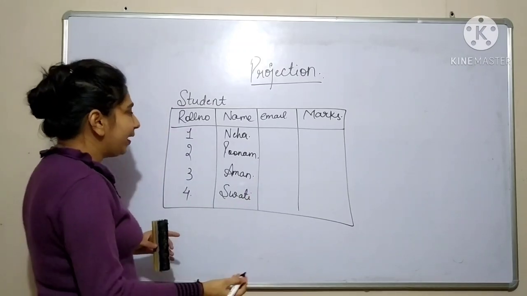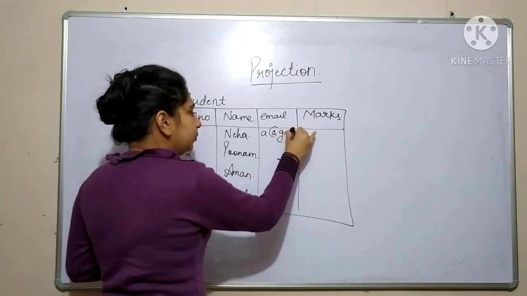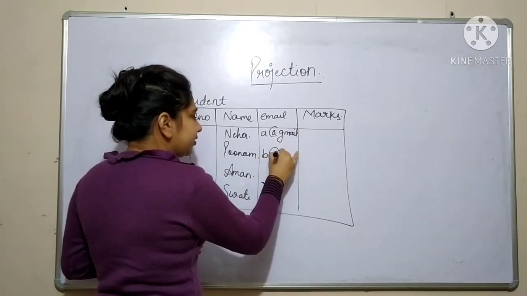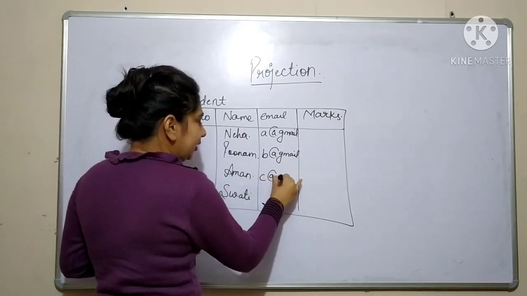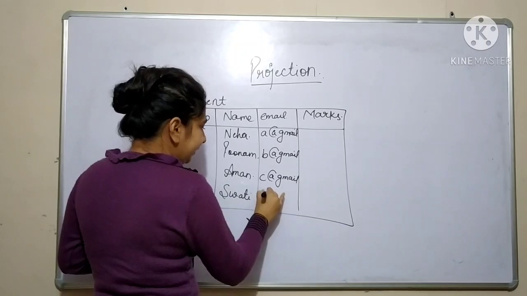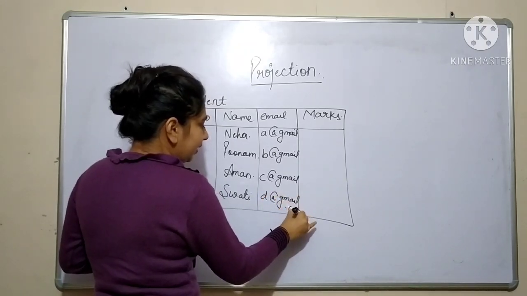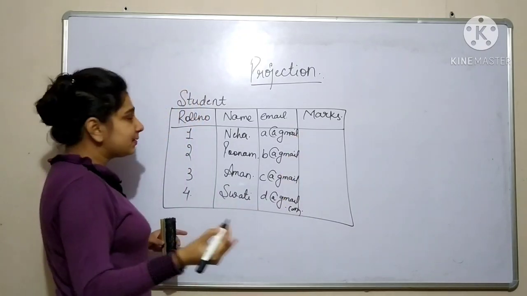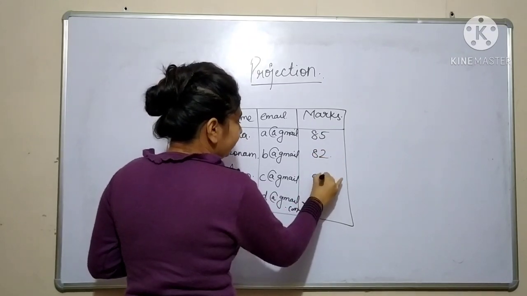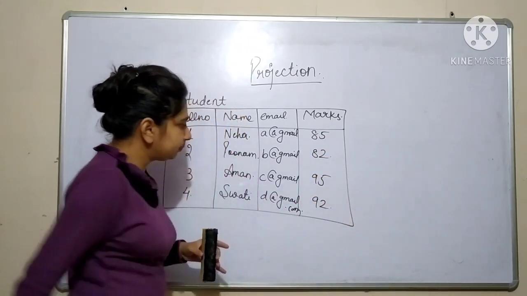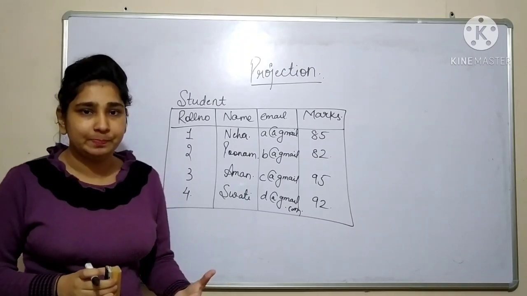And the various email IDs: a@gmail.com, b@gmail.com, c@gmail.com, and d@gmail.com. And their marks are 85, 82, 95, 92. So this is my relation.